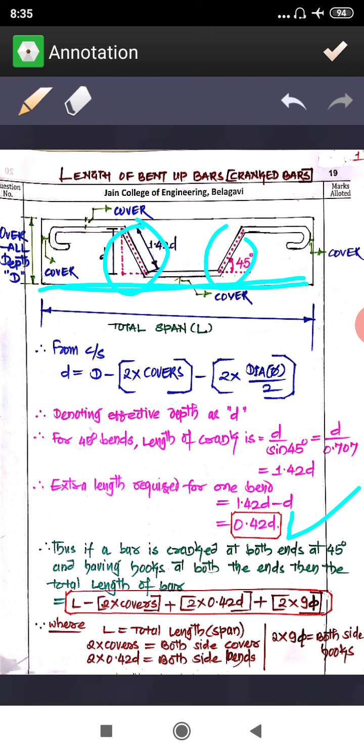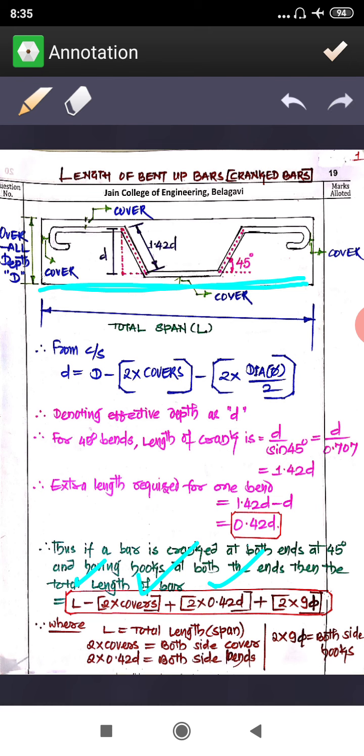Thus, if the bar is cranked at both ends at 45 degree and has hooks at both ends, then the total length of bar is span L minus 2 covers plus 2 side cranks and 2 hooks.